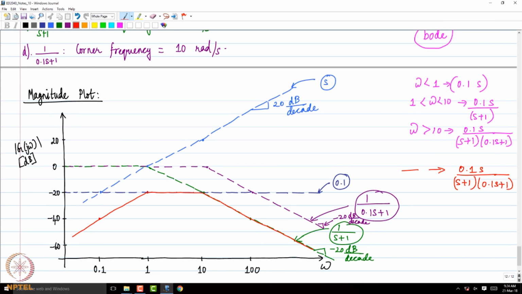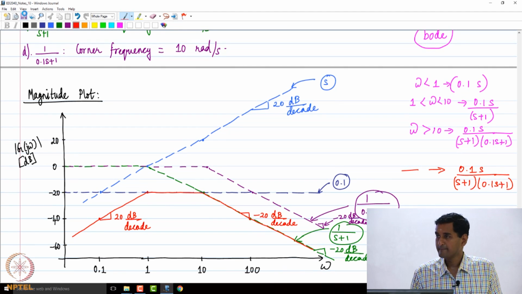I hope it's clear how we got the net curve for the magnitude plot. In the low frequency region, the slope is going to be plus 20 decibels per decade, and in the high frequency region the slope is going to be minus 20 decibels per decade. So this is how we get the magnitude plot of the complete transfer function. Is it clear? Fine.